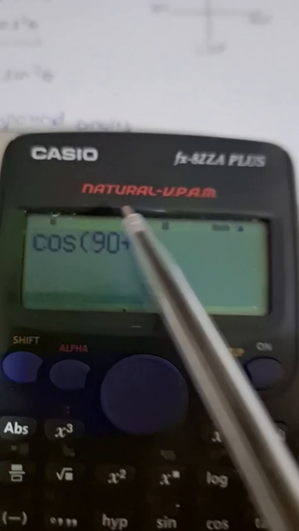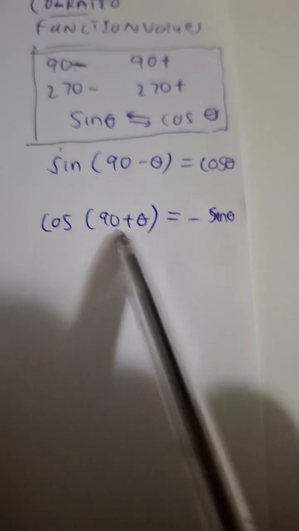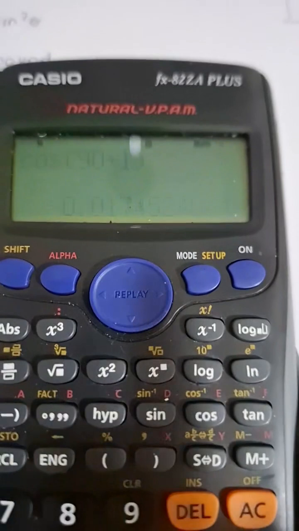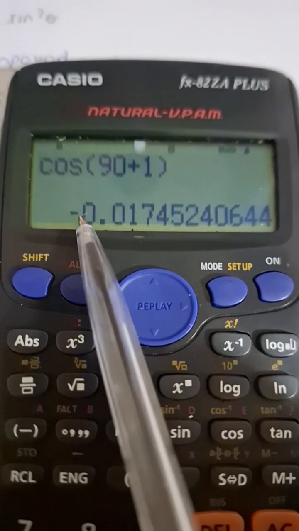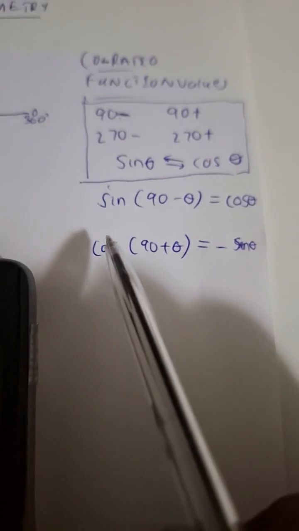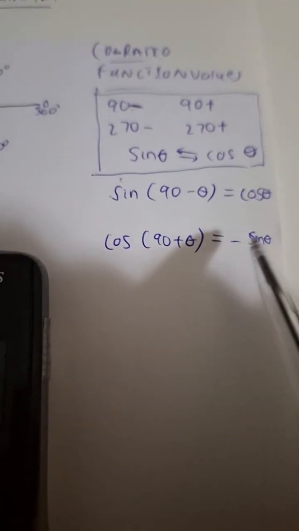Okay, so it was cos of 90 plus theta. We got negative sine theta, but I just want to check if the sign really is like that. Look at that, cos of 90 plus 1, you get a negative sine. Do you see that? So therefore, cos of 90 plus theta is equal to negative sine theta. So it's only a matter of remembering that if we have 90 plus, 90 minus, 270 plus or 270 minus, the trig ratio will change from cos to sine and sine to cos.